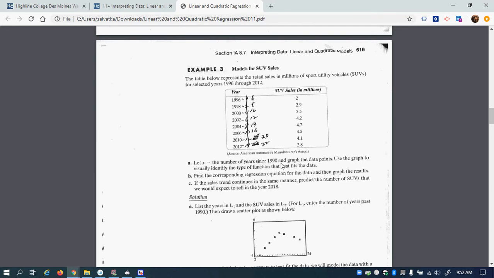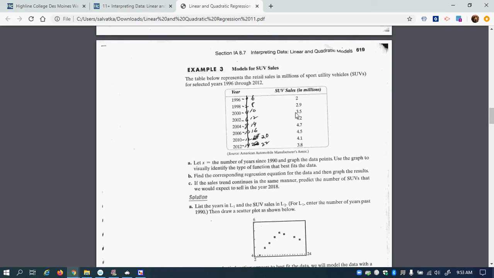Notice I kind of wrote on mine, I'm changing 1996 to 6 because it says right here, and this is what you've got to be really careful with in the homework: let x equal the number of years since 1990. So 1990 is when we're starting to collect the data. And so 1996 would represent a 6 because in 1990 we would say x is equal to 0. So we're not going to type in 1996, we're going to put in 6, which means 1996. 1998 will be 8, 2000 will be 10, 2002 is 12, and all the way down to 2012 is 22.